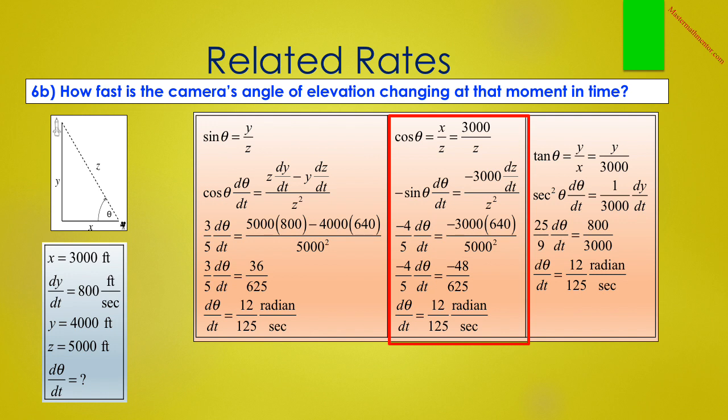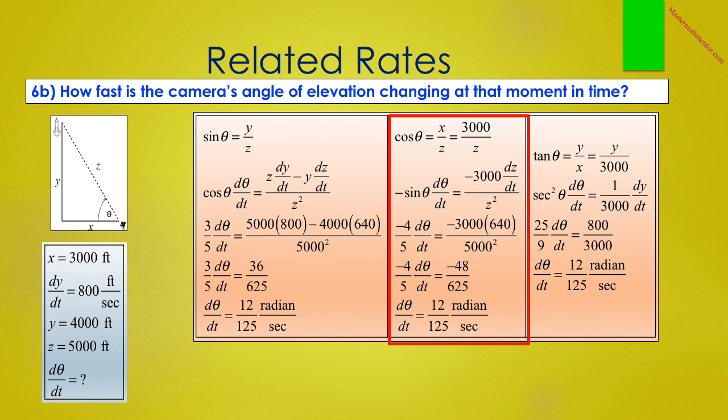Let's use the cosine function. Cosine theta is equal to x over z, and we can plug in the x, which is a constant, and we get 3,000 over z. So when we differentiate implicitly, our work is a little bit easier. Negative sine theta d theta/dt is equal to, again, a quotient. We square the bottom, z squared, and upstairs we get 0 minus 3,000 dz/dt. Again, though, to figure this out, we have to use the dz/dt that we calculated before. If we didn't calculate it, we would have to calculate it.